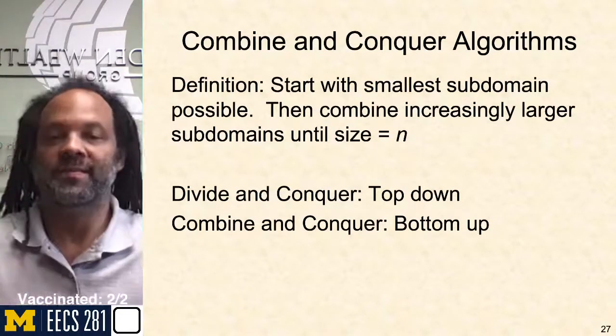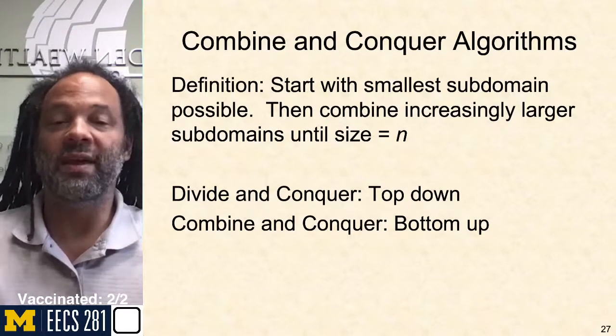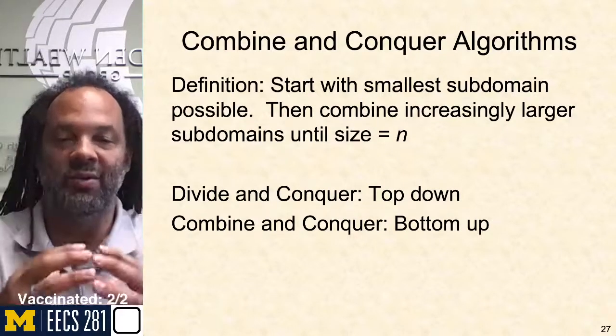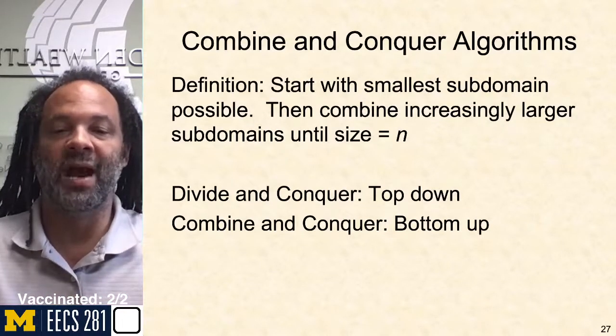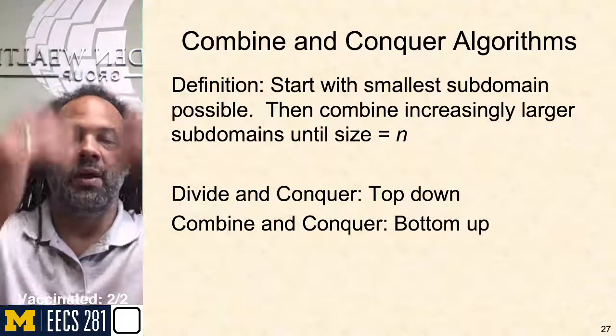So divide and conquer, we think of those as top-down algorithms because you start with the big thing and you go down to small things. In combine and conquer, we think of those as bottom-up. We start with the small things and work our way up.